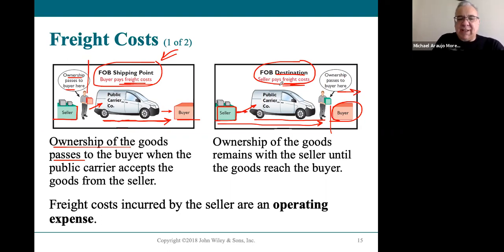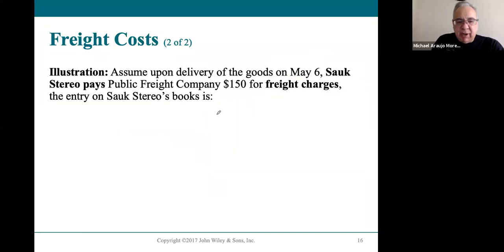Okay. So that's the difference between shipping point and destination. It still talks about when ownership goes from the seller to the buyer, at shipping point versus at destination. So I think it's relatively easy to figure that out. All right. So how do they handle it on the books? If Sock Stereo pays for the freight charges, and it costs $150, how does it look on the books of Sock Stereo?